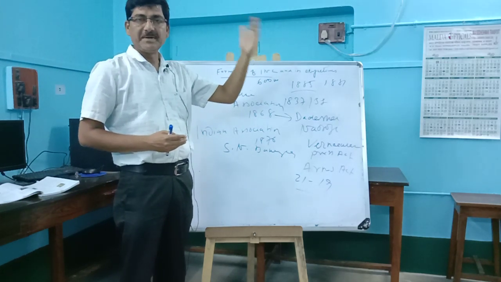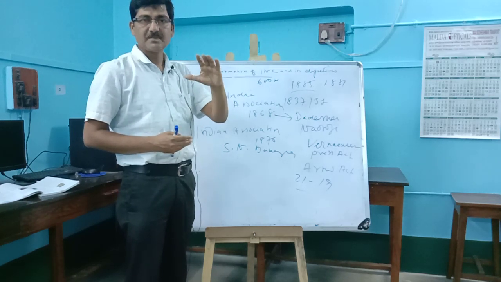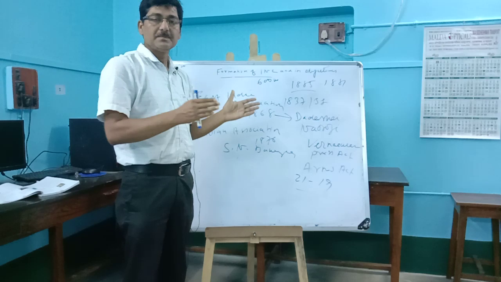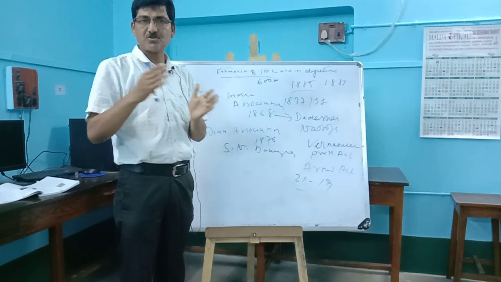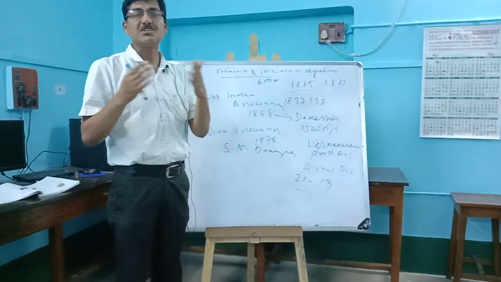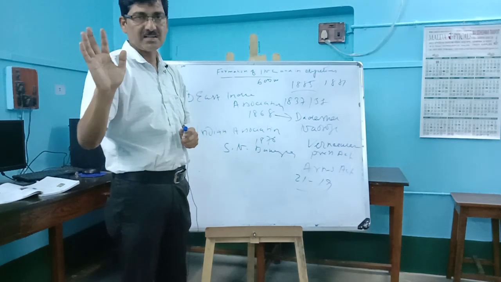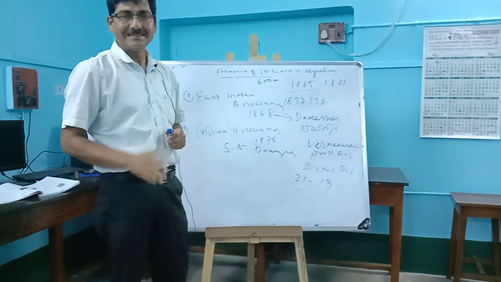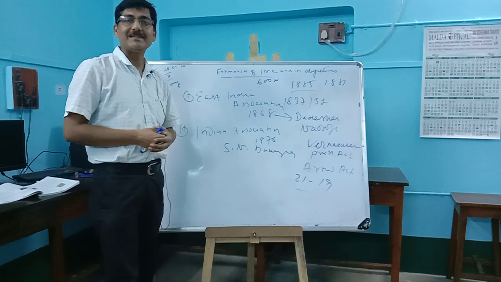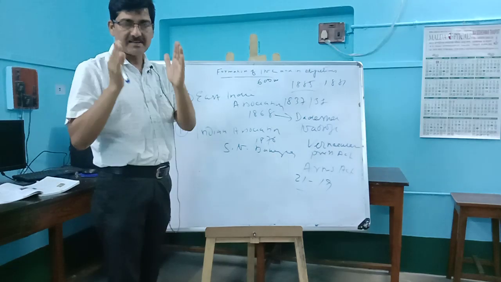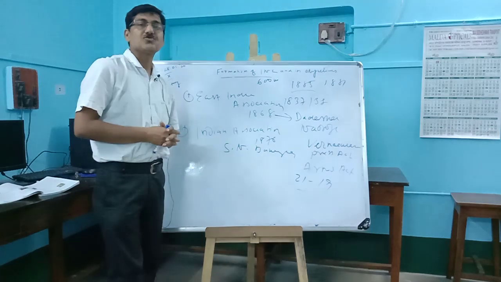British India Association, the Bengal British India Society, Bengal Society, Madras Indian Society, Bombay Association, Pune Sarvajanik Sabha. Since these are not in the syllabus, I am not going to discuss them. As far as your syllabus is concerned, these two organizations before the formation of INC are included. That's why I discussed the East India Association and Indian Association today.